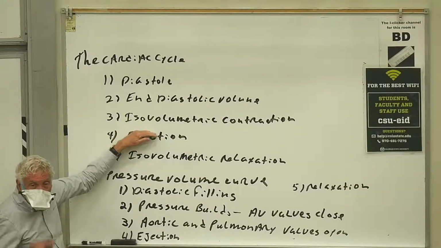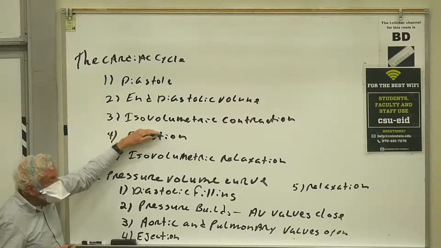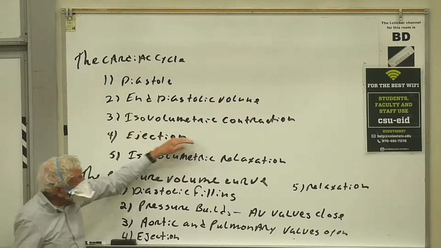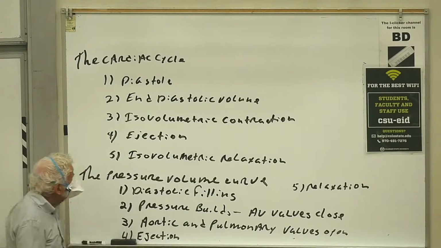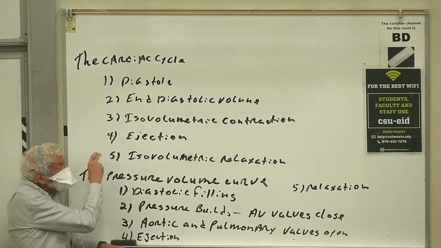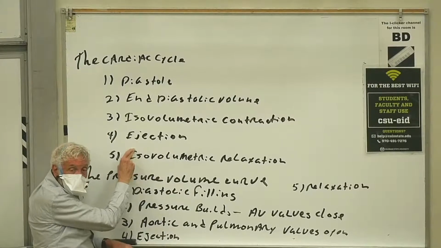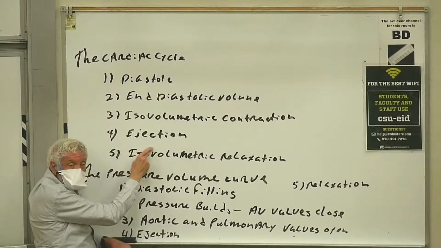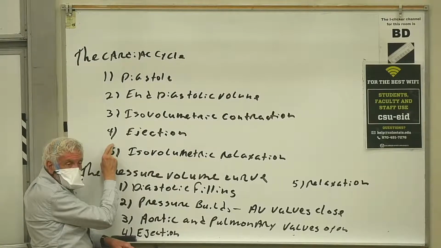Isovolumetric means the volume is not changing. During isovolumetric contraction, the volume remains the same, but the pressure builds, the pressure increases. The pressure increases until such a time that the pressure is so great it pops those valves open. And now the only way for the blood to leave the chamber is out across the aortic valve on the left side and the pulmonary valve on the right side.